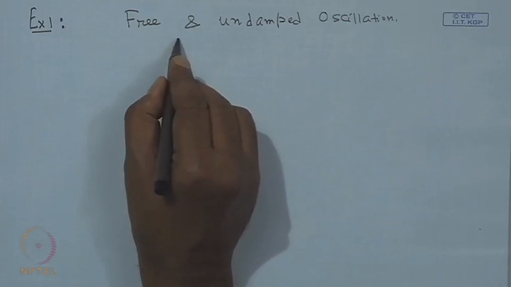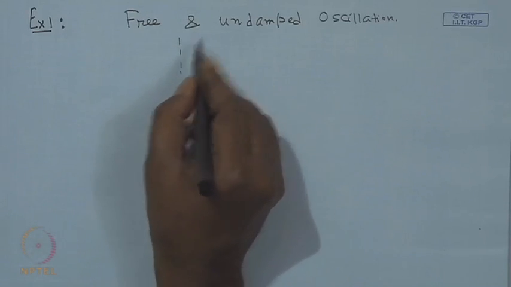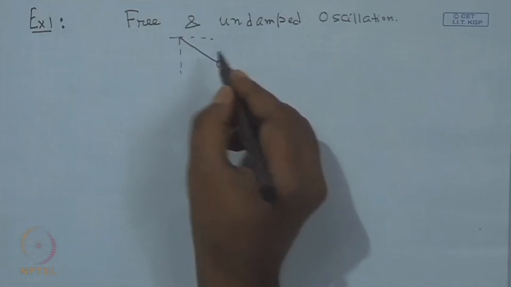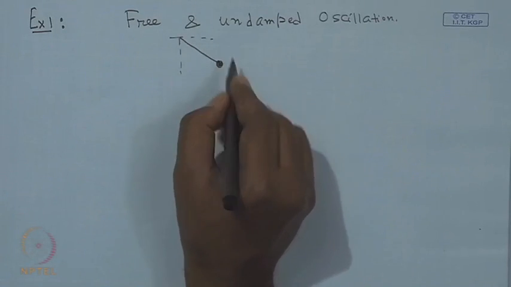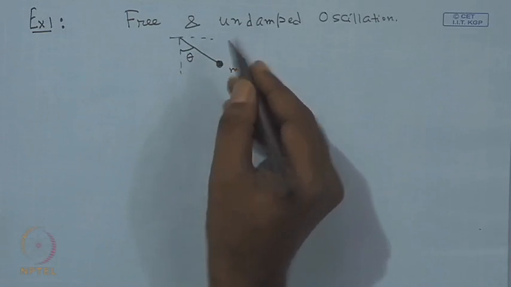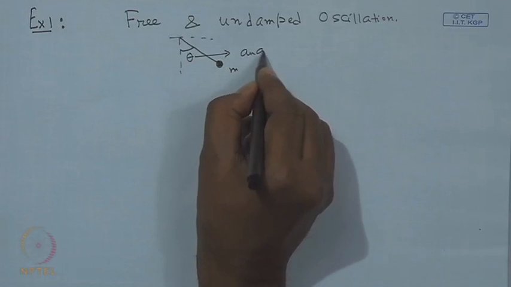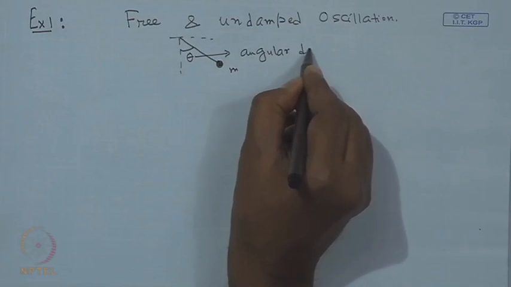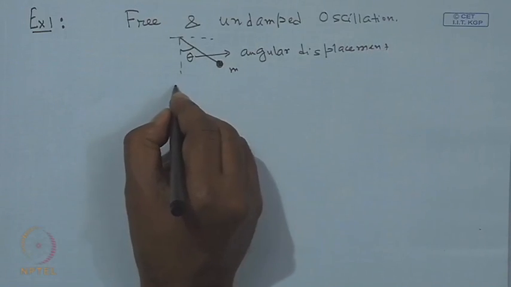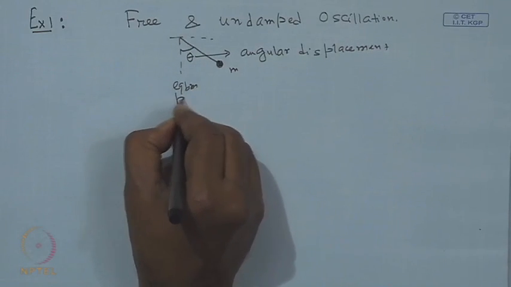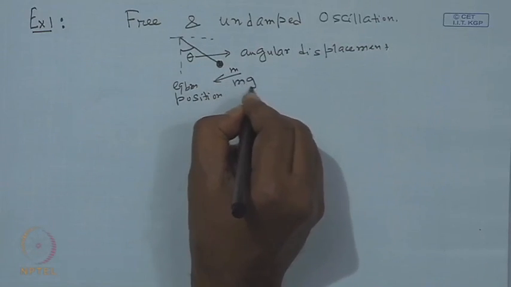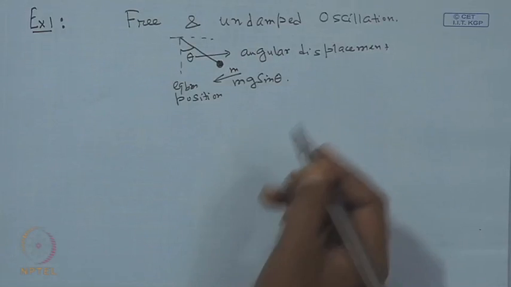Just consider a system where this is the equilibrium position, and we have a pendulum bob of mass m kept at an angular displacement theta. Theta is nothing but the angular displacement. This is the equilibrium position, and the restoring force in this direction will be mg sin theta.